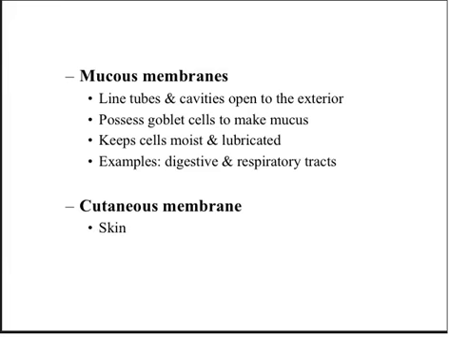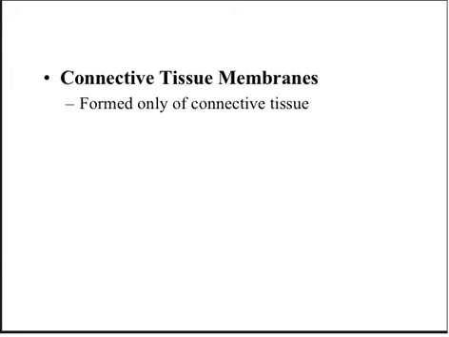Cutaneous membranes include the skin. The skin is a layer of epithelial tissue, stratified keratinized squamous epithelia, overlying the dermis, which is connective tissue, and then underneath that you've got subcutaneous fat, and then below that a layer of connective tissue, and then connection directly to muscle. Okay, so cutaneous membrane, another example of an organ, right? An organ is a collection of tissues that can do something together as a team that a single tissue couldn't do on its own. Connective tissue membranes are formed only of connective tissue.